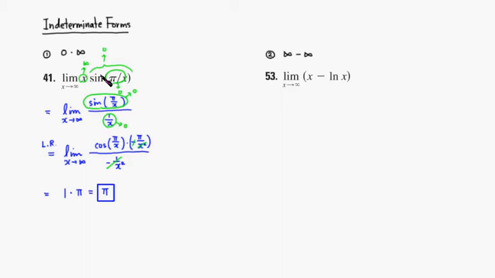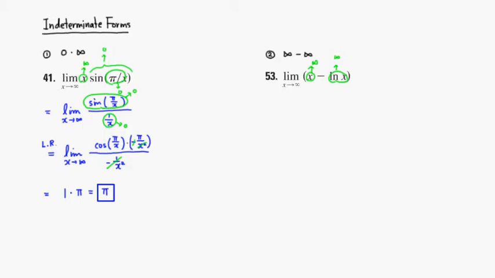Another indeterminate form would be infinity minus infinity. So what would you get if you subtract infinity from infinity? We can't really make a decision from here. So here, you can see that as x goes to infinity, this is going to be infinity minus the natural log of infinity, which is still infinity. So somehow we want to make it look like 0 over 0 or infinity over infinity.